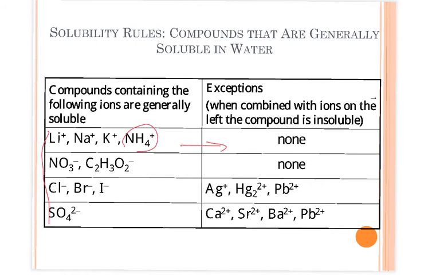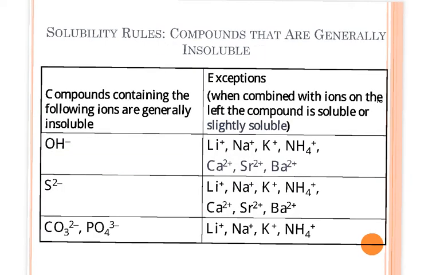Anytime you see these ions, it's soluble. Okay, here for chlorine, bromine, and iodine, it is generally soluble, but if it's hooked to one of these cations, then it's insoluble. And same thing with the sulfate ion: it is generally soluble, but if it hooks up with one of these cations, it becomes insoluble.